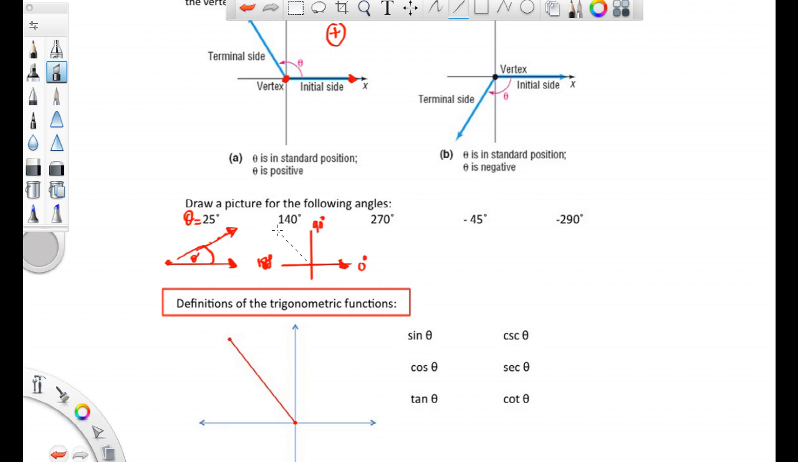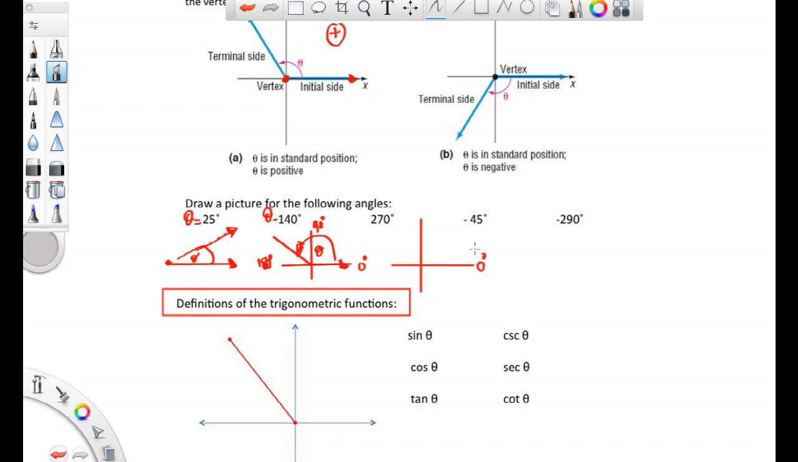So this would be exactly halfway, so let's put it about right there. And then that angle from here to here, that is your theta. So that is the 140 degrees. So how about 270? So 270 degrees puts you, let's see, how far does that put you?